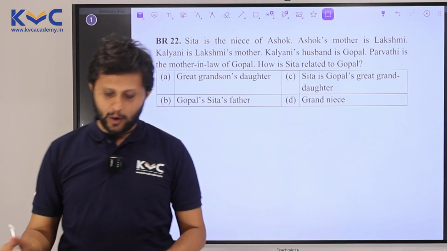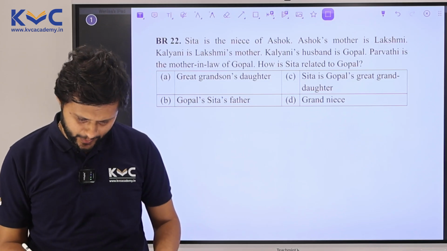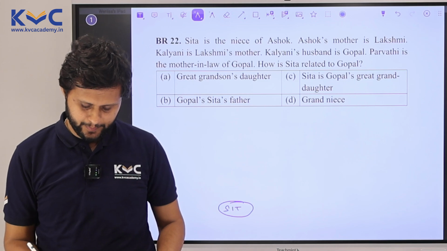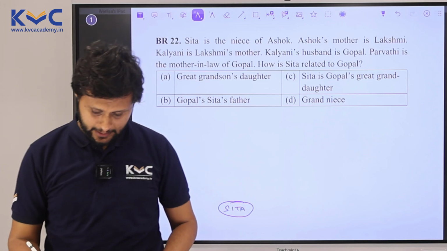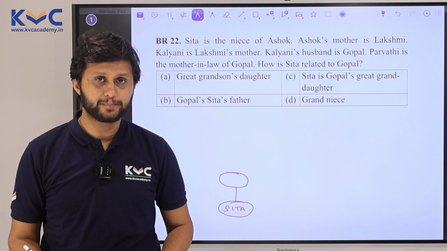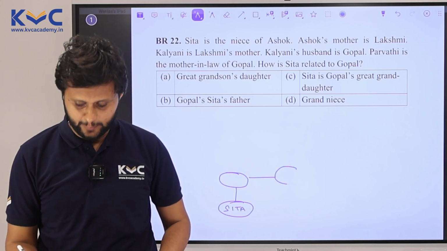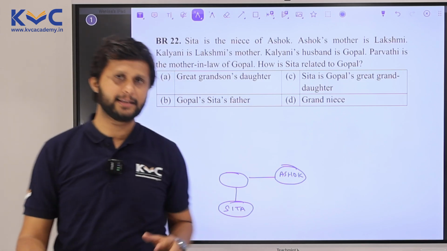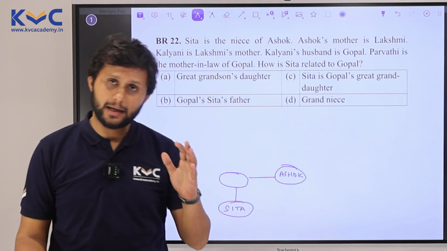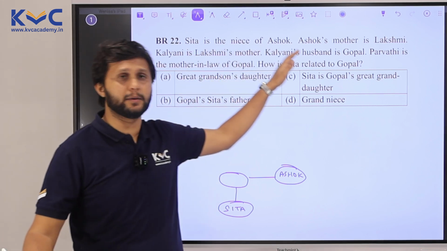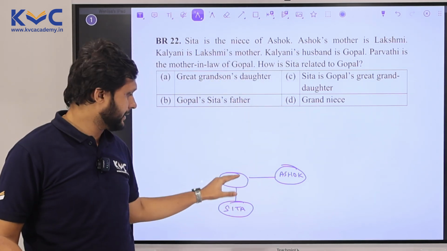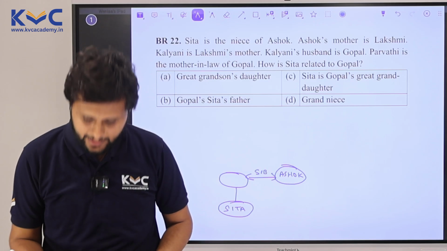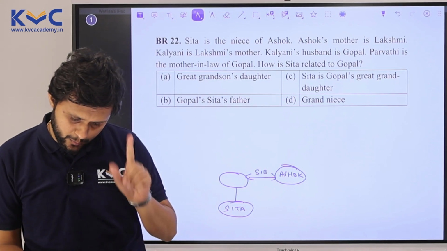Sita is niece of Ashok. So where do I keep Sita? Let's have Sita over here. I'm assuming there is nothing below this. There is a person over here. Okay. And sibling of that person is Ashok. Correct? Gender I do not know. I'm just saying sibling because the condition says Sita is niece of Ashok. Sorted, no? Sibling is there. Okay. I'll just write sibling over here. SIB, I'll write. Okay. Sibling. Fine. What more do we know?